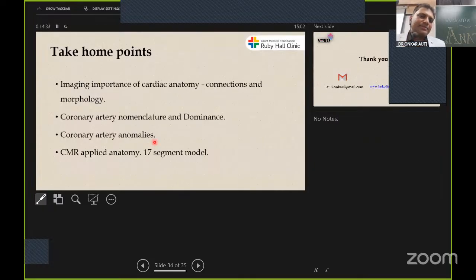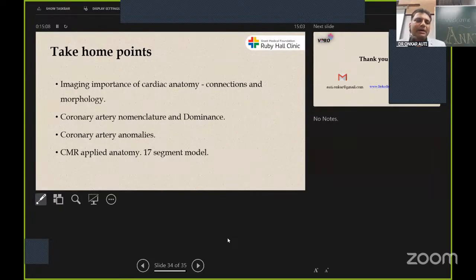So, take home points. It is very important to know the cardiac anatomy. If you are reporting cardiac MRs or CT, you need to know about the connections and the morphology. The coronary artery nomenclature depends on where the coronary artery courses or travels, not on the origin of the coronary artery. The dominance is determined by the posterior descending artery, whether it is arising from the right, the left, or both vessels are giving the PDA. The coronary artery anatomy is really important in assessing coronary artery anomalies.